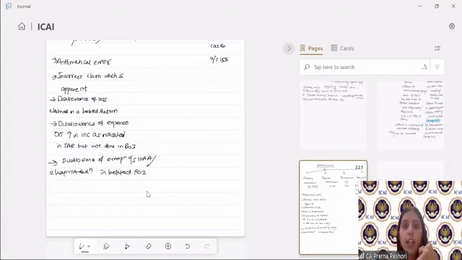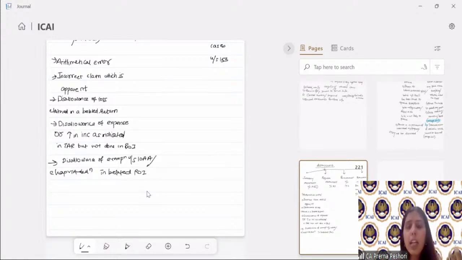Any arithmetical error, any incorrect claim which is apparent, any disallowance of losses in the belated return. So if, for example, in the belated return you have claimed the losses, that will be disallowed. Any deduction or exemption you have claimed in the belated return which is required to be claimed only as per the ROI filed within the due date will be disallowed. Any disallowance of expense or income increase which is shown in the TAR but which is not taken in the ROI will be adjusted.